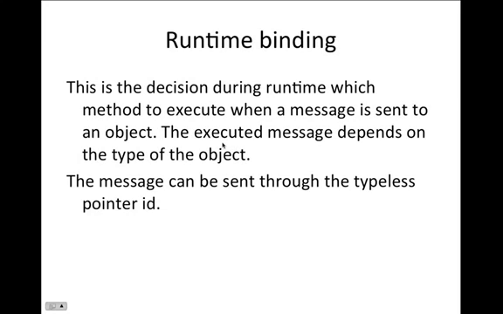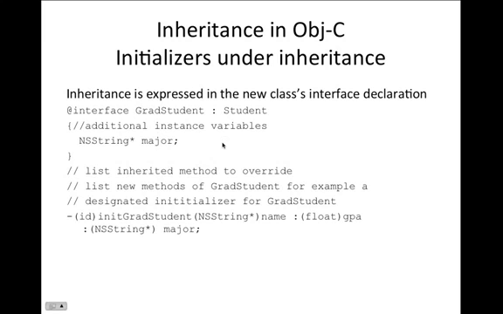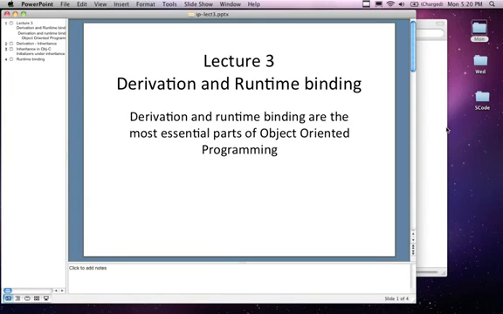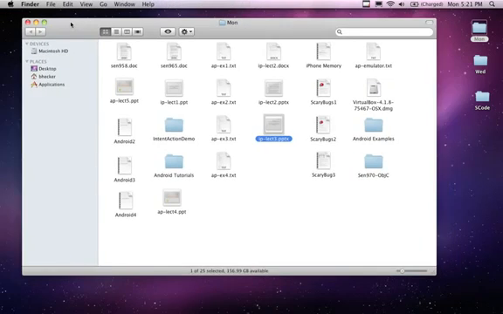In terms of runtime binding, this is the interesting part. We can have multiple versions of these functions that override each other, and when the program is actually executed and running is when the binding is going to occur. So the decision during runtime of which method to execute when the message is sent to the object is determined at runtime. The executed message depends on the type of the object that's being performed. And the message can be sent through the typeless pointer id as well. So id is that interesting concept that we talked about last week. It is typeless. It's kind of an interesting concept, especially when Objective-C came from C++ that was very typed.